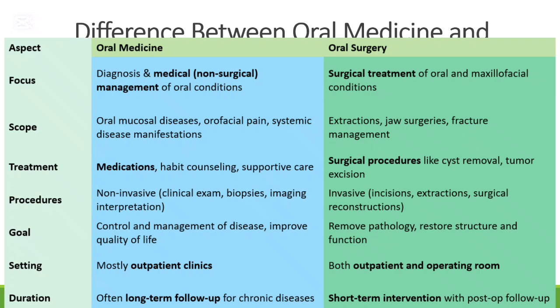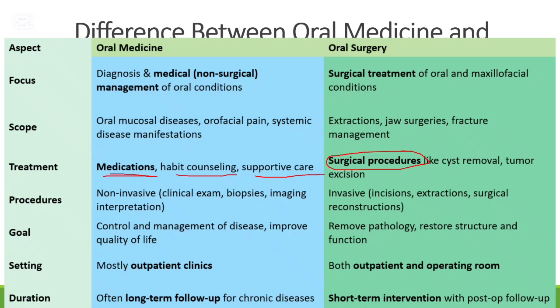The scope of oral medicine is related to the oral mucosal diseases, orofacial pain, systemic manifestation of diseases or systemic disease manifestations, whereas in oral surgery it is more towards extractions, jaw surgeries, fracture management, etc. The treatment that we provide in oral medicine are mainly medications, habit counseling, and supportive care, whereas surgical procedures such as cyst removal, tumor excision, these are all done in oral surgery.